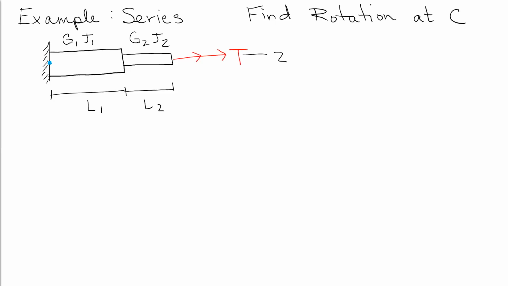And we'll put points A, B, and C. And what we're trying to calculate is the rotation at that end, point C. So we always start with equilibrium. And now instead of the sum of the forces, it's the sum of the moments in the z direction equal to 0. Whatever direction is that longitudinal axis is the direction that you're going to want to be taking the moments about.